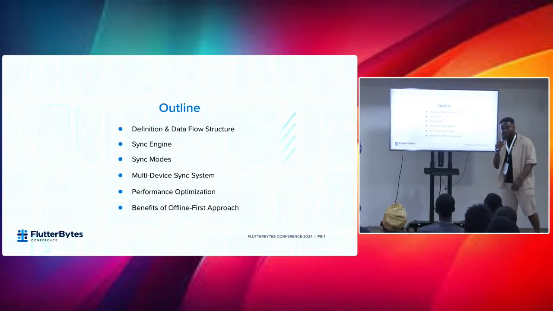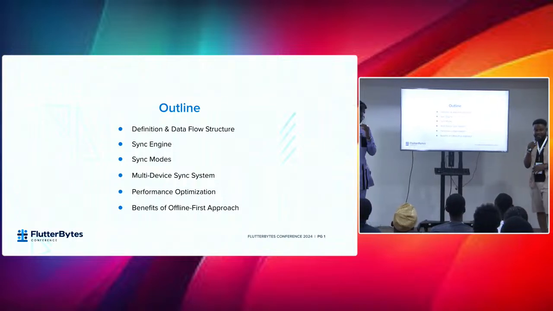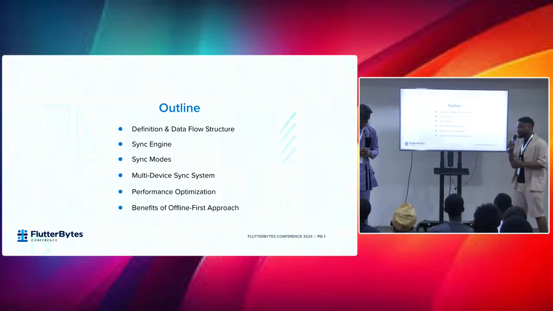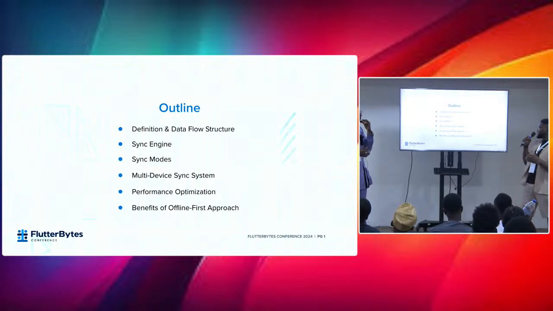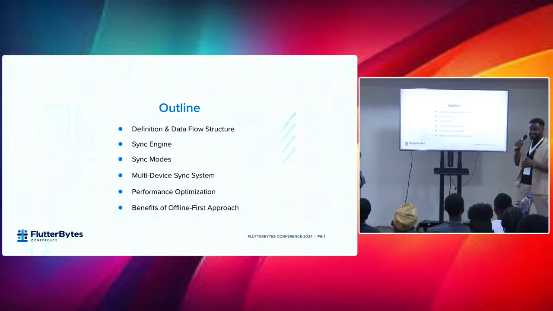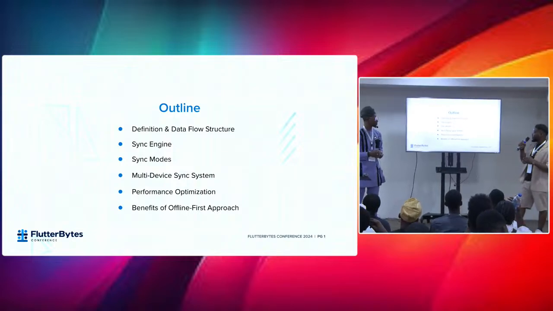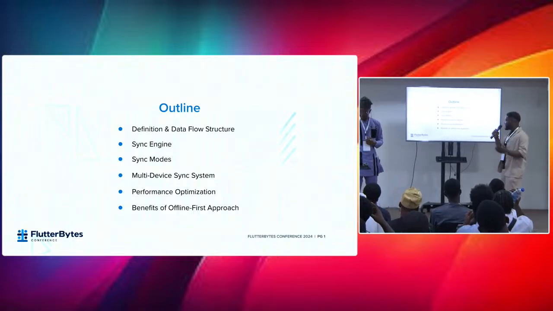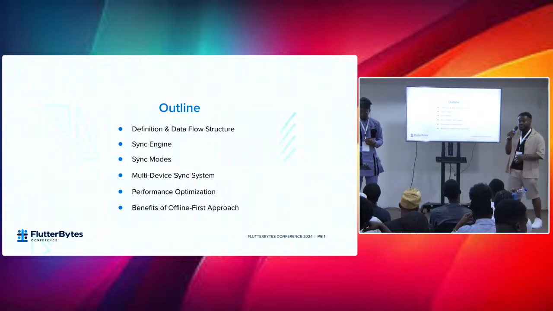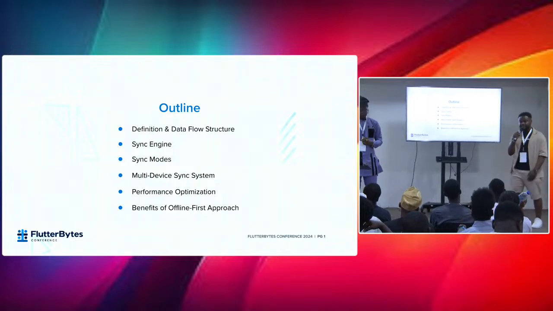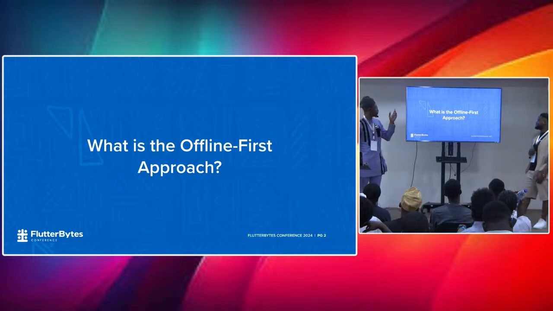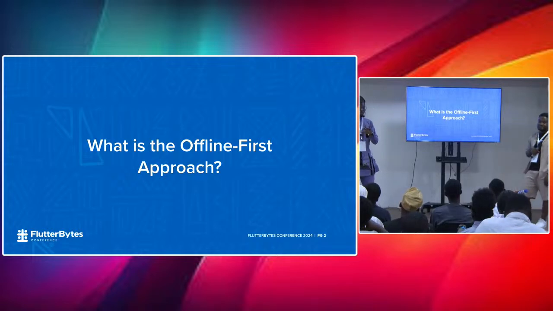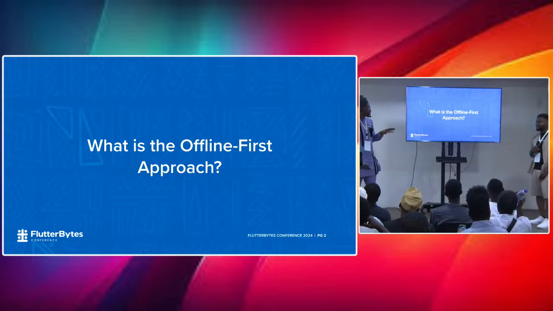So this is just a summary of what we're going to look at today. First, we're going to define what an offline first Flutter app is and the data flow structure. We're going to talk about the sync engine, sync modes, and multi-device sync system. As you see, we're going to talk about sync a lot because it's the major part of this. And then we'll shed some light on performance and best practices. So first off, what is the offline first approach? I have a couple of slides set out for this, and I'm just going to be running through them.